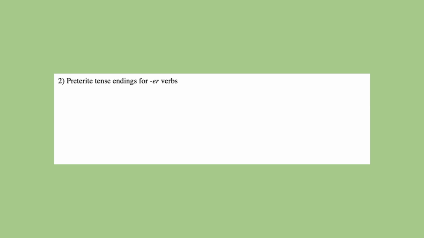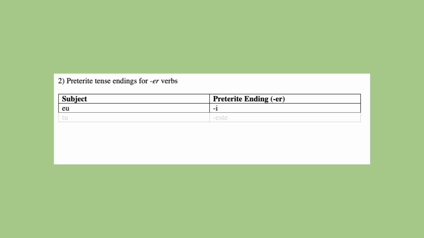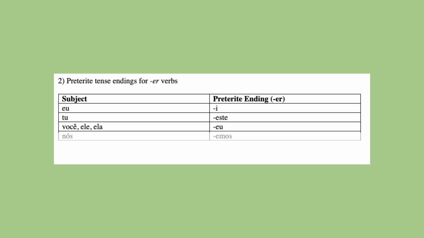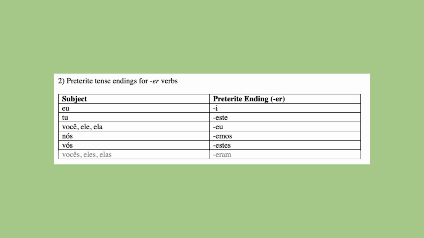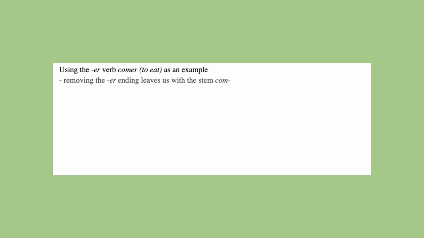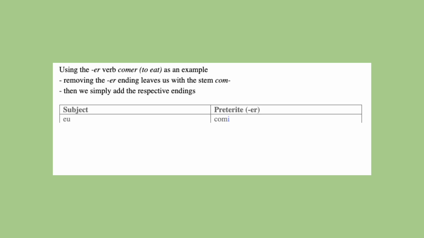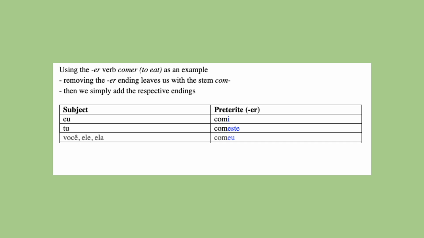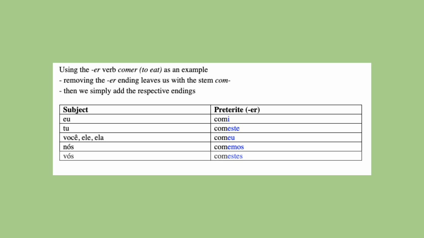The preterite endings for ER verbs are i, este, eu, emos, estes, eram. For the verb comer, we remove the ER ending, giving us the stem com, and to this we add the respective preterite endings afterwards. Comi, comeste, comeu, comemos, comestes, comeram.